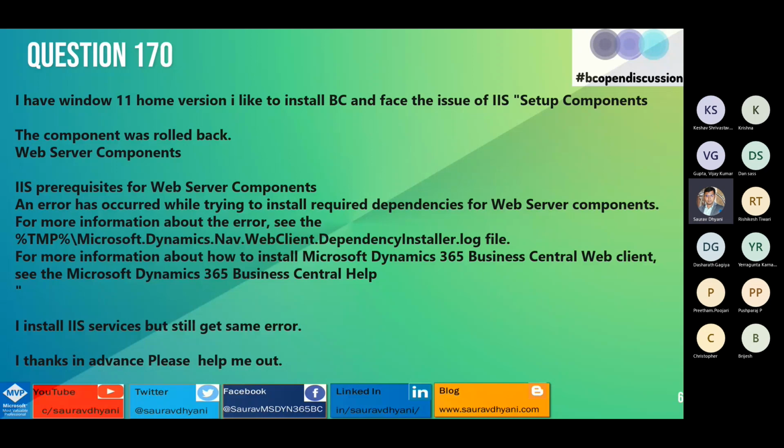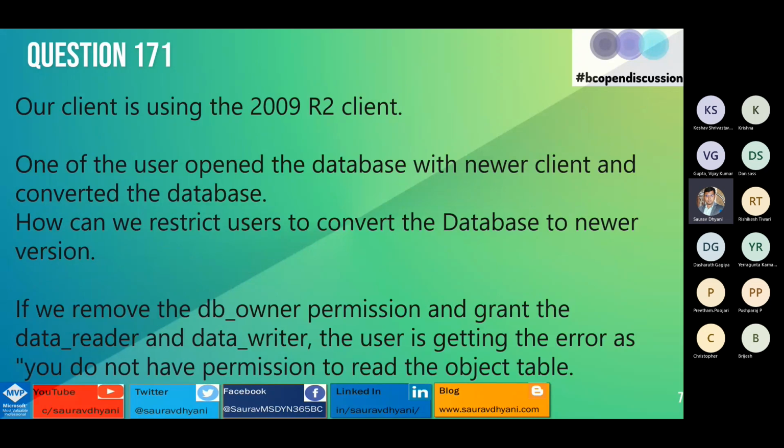Now, the next question is something that I would like some help on, because I have very limited knowledge on the permission side. Here's an example of a customer who is still using 2009 R2. Not surprised. One of their users had a newer exe, opened the database on a newer client and converted the database, which is just two or three OK confirmations that you have to give. The question is how you restrict users from converting the database to the newer version.